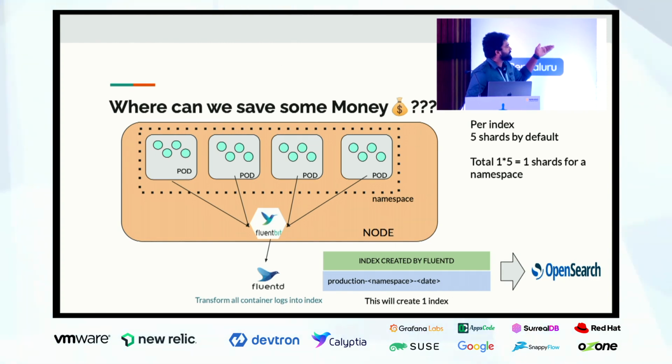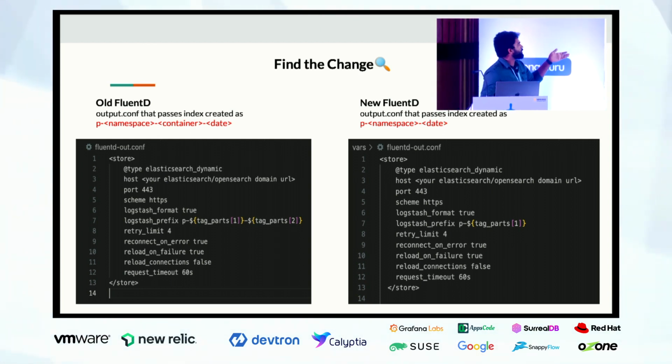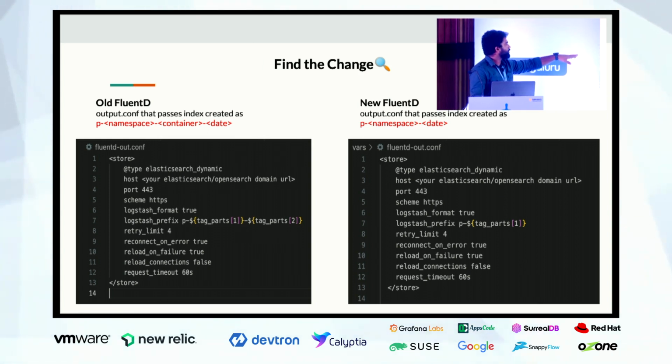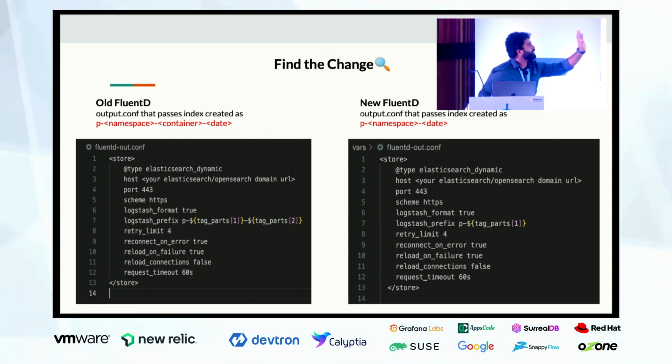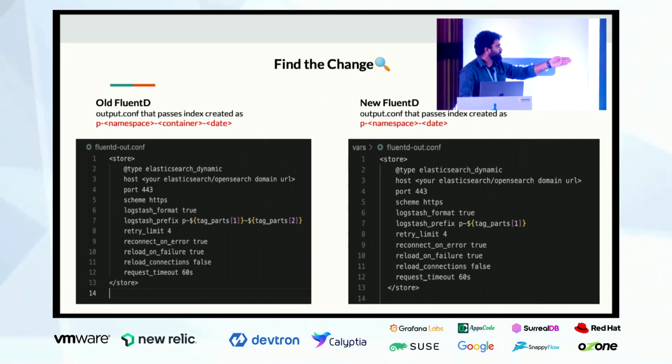To avoid that, what we implemented was to send the logs at namespace level. We collect the logs at container level, then aggregate them at namespace level and send them to OpenSearch, so that we can reduce the number of shards from 60 to 1. These were the code changes we made, and you won't notice much difference, but you can see the log prefix part where we sent prefix, then namespace, then container. In the new Fluentd config where we have saved the money, we have just passed the prefix and the namespace.